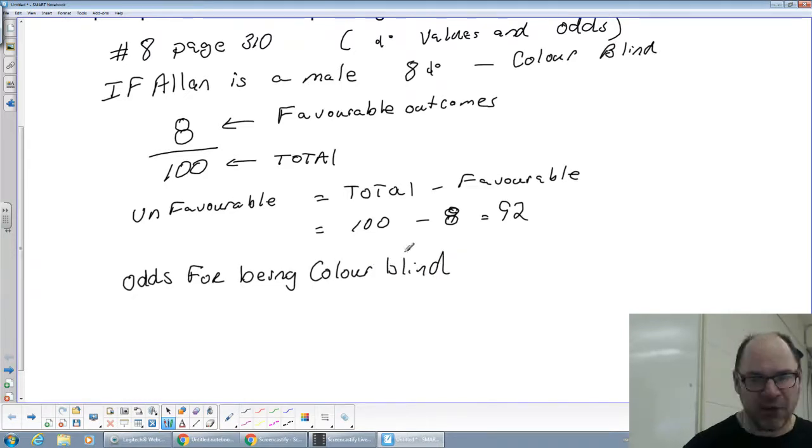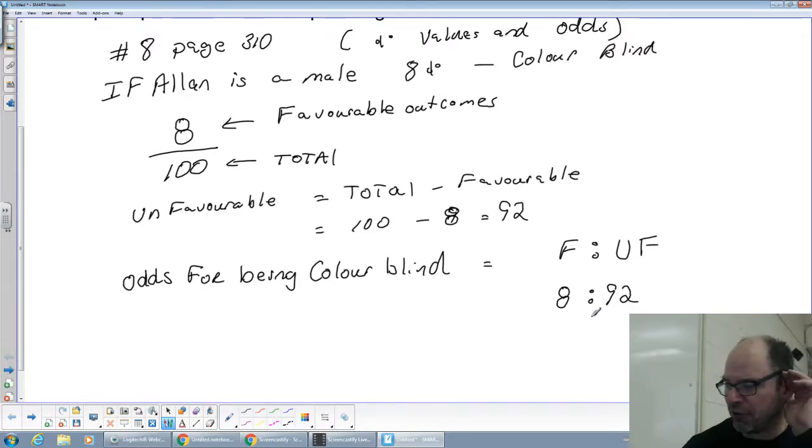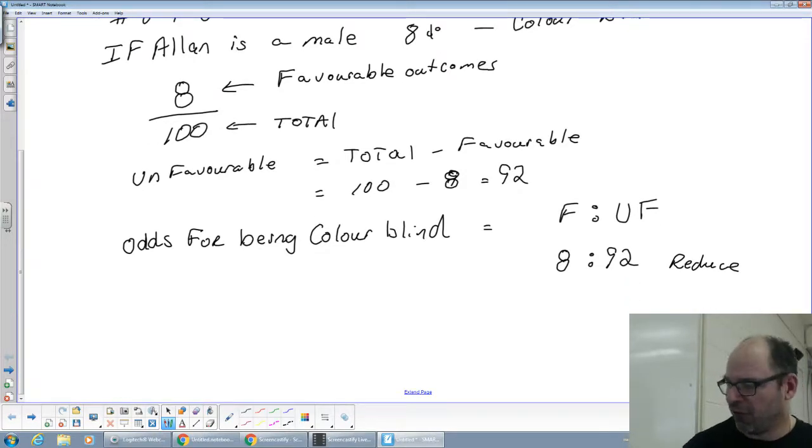Okay, so odds for being colorblind, that's going to be favorable to unfavorable. So the favorable one was 8 over, or 8 to 92, which we can reduce. If we reduce that by dividing each by 4, because 4 goes into 8 and 4 goes into 92. So if you divide 4 into 8, you get 2. If you divide 4 into 92, you get 23.